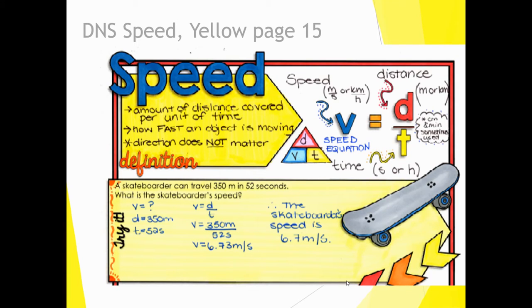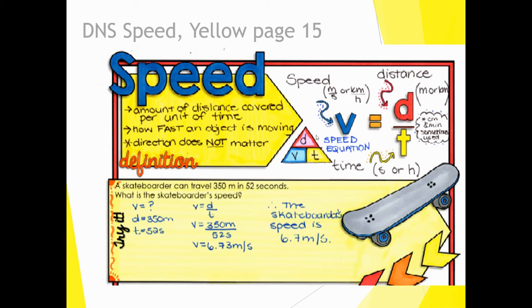So on this video, I'm going to go over your doodle note sheet, which is on page 15 in your yellow packet. This is going to summarize some of the information about speed. So speed is the amount of distance covered per unit of time, and it's how fast an object is moving, and direction does not matter.